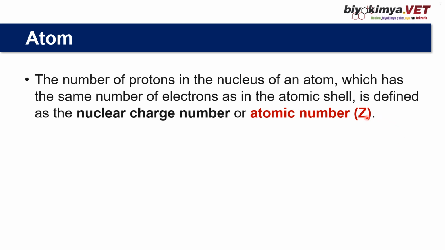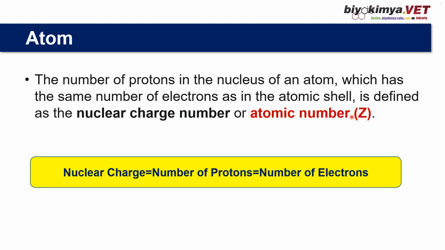The number of the protons in the nucleus of an atom, which has the same number of electrons as in the atomic shell, is defined as the nuclear charge number or the atomic number. It is also called proton number or ordinal number. Atomic number is unique to a particular element. So don't forget, nuclear charge, number of protons, and number of electrons, they are the same. Their quantities are the same.